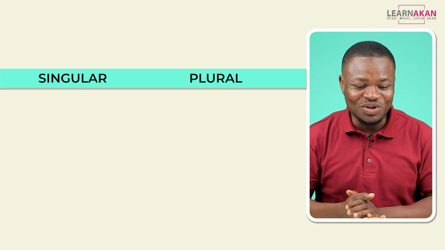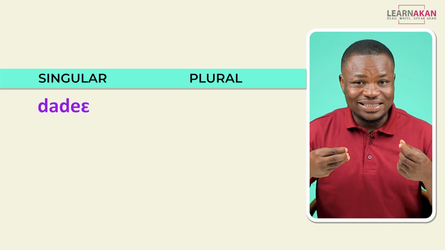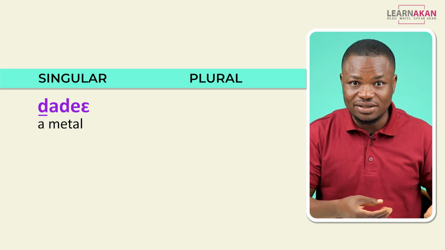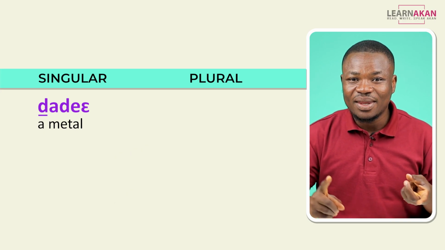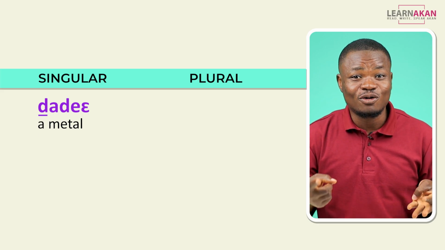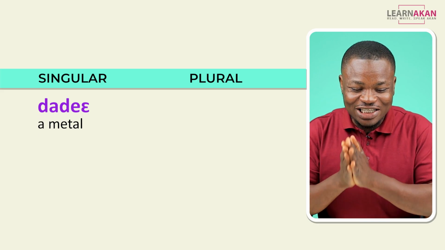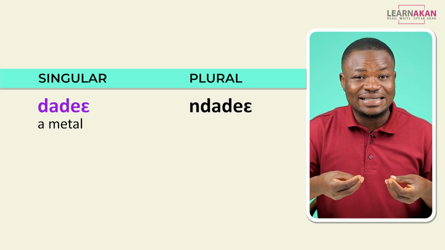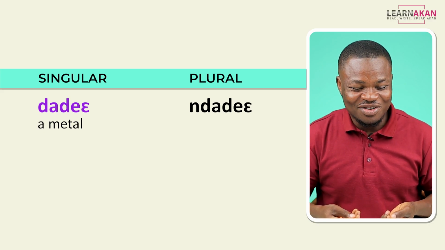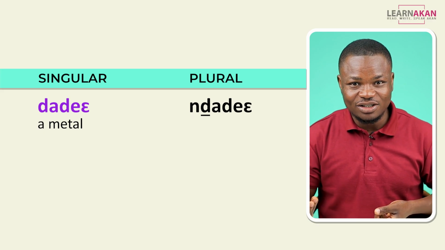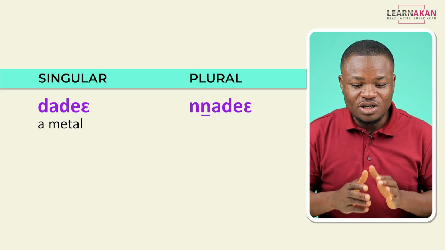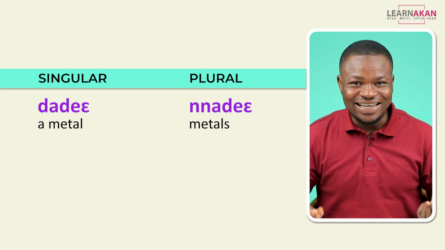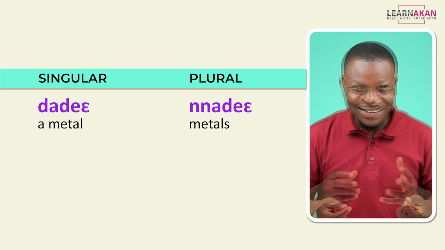For the second example, we have dadie, and dadie is a metal. Again, this starts with d, which is neither b, p, nor f. So to form its plural, you simply bring in front, and you are supposed to have dadie, but the will cause the d to change into as well. So we end up with nadie as metals. Nadie.